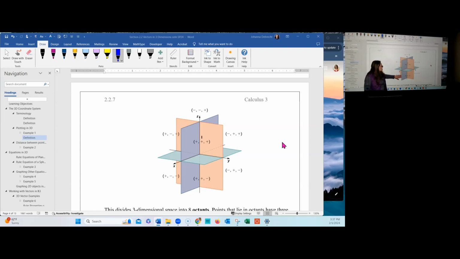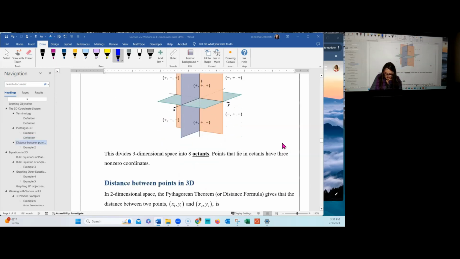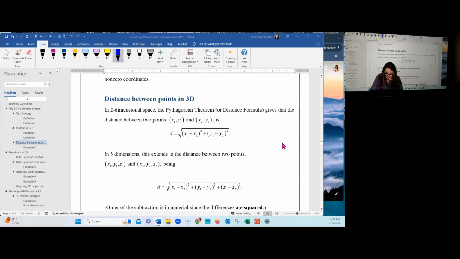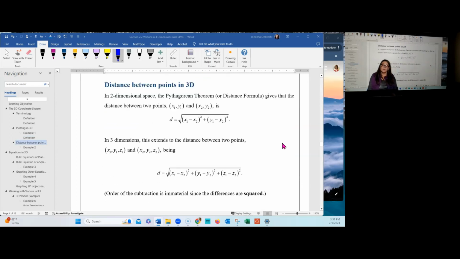And so you have this last one right here. You can't actually see the one that's in octant 7. It's kind of hidden right now. So that gives us our 8 octants that we have to describe points in 3-dimensional space. Now, the other thing we'd like to be able to do is say how far apart these points are.